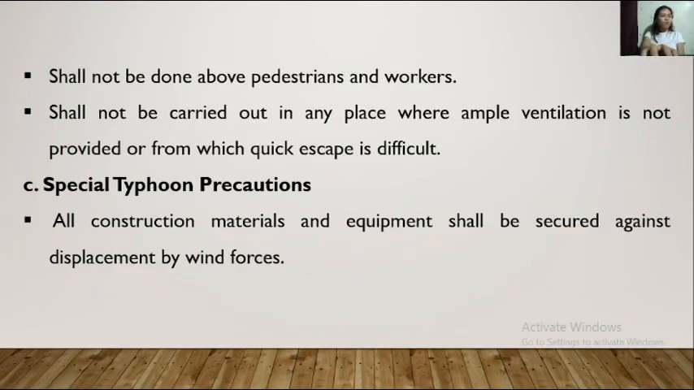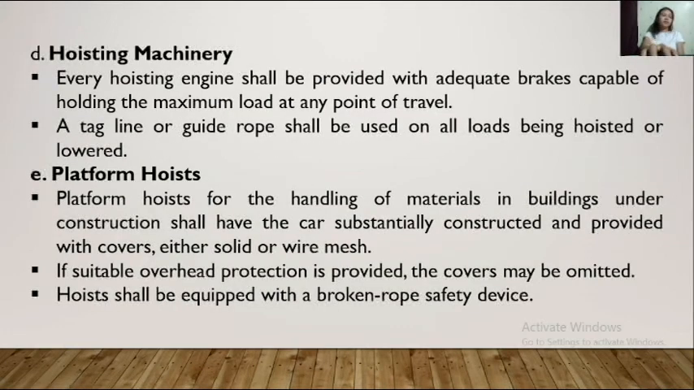Then the next one is the hoisting machinery, which is those machinery or hoisting engines shall be provided with adequate brakes capable of holding the maximum load at any point of travel. Then a tagline or guide rope shall be used on all loads being hoisted or lowered. And then the next one is the platform hoist. Platform hoists for the handling of materials in buildings under construction shall have the car substantially constructed and provided with covers. If suitable overhead protection is provided, the covers may be omitted. Then the hoist shall be equipped with a broken rope safety device.